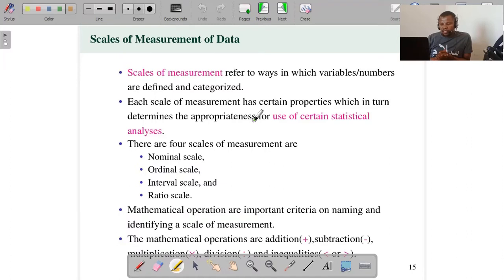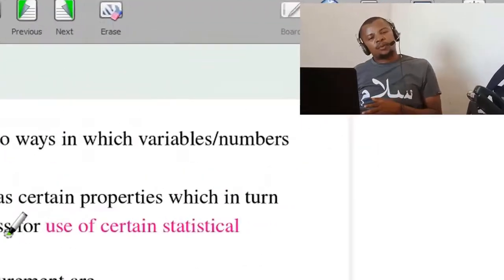The mathematical operations are important criteria in naming and identifying a scale of measurement. When we speak about mathematical operations here, we are referring to 5 operations: addition, subtraction, multiplication, division, and inequalities. Those are the 5 key components you are going to use when you define or explain the scales of measurement.